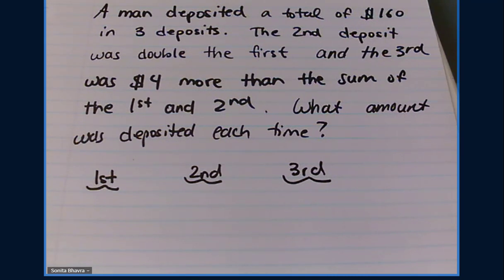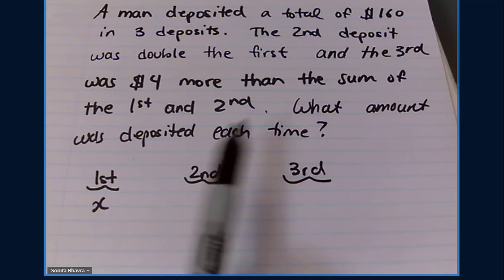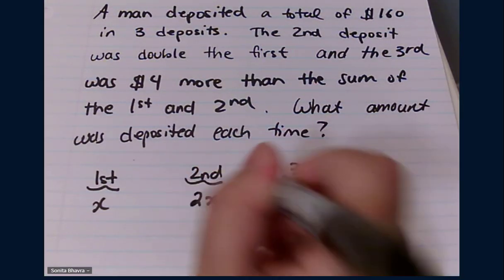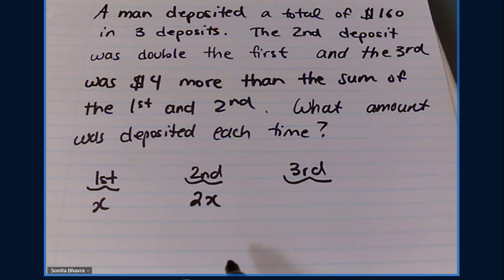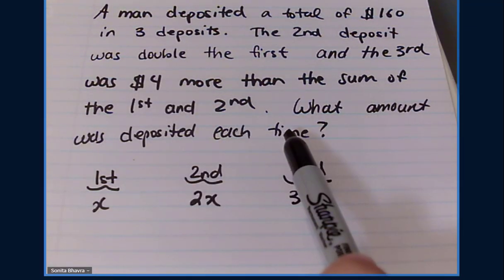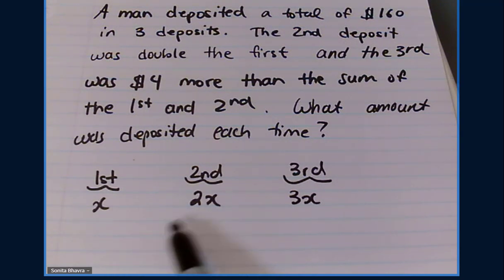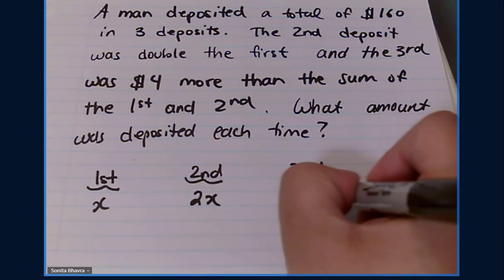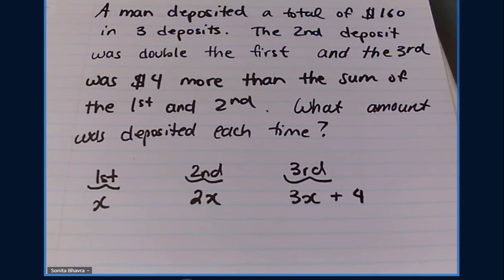So what we're going to do is we're going to call the first deposit X. Our second deposit we know is double the first, so it's going to be 2X. And then our third is $4 more than the sum of the first and second. So if you add up X plus 2X, that's 3X. But it's $4 more than the sum of the first and second. So it'd be 3X plus 4.